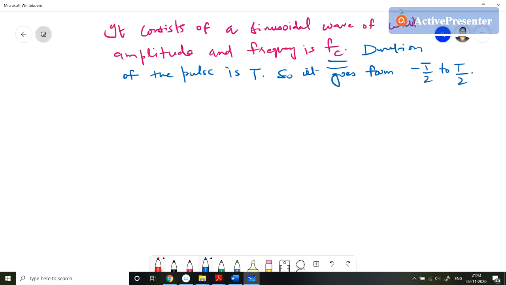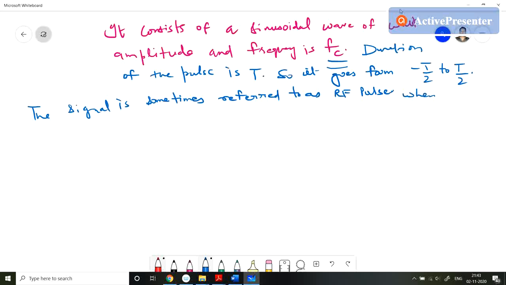So the signal is sometimes referred to as an RF pulse when the frequency Fc falls in the radio frequency band.